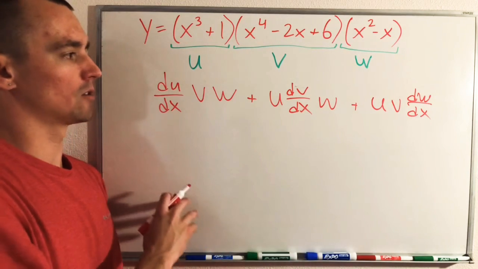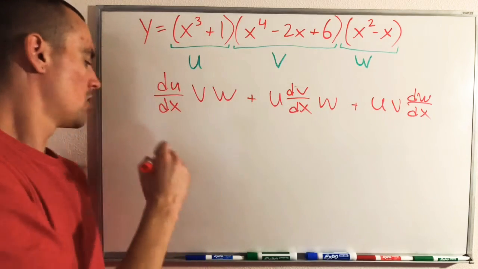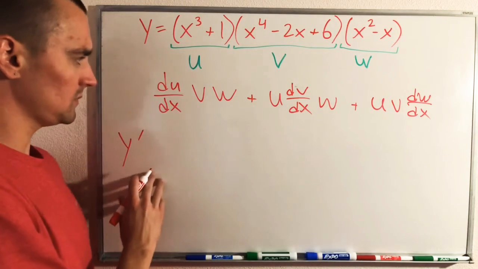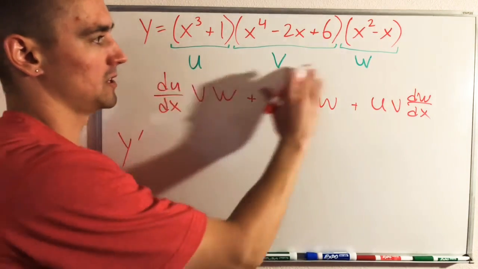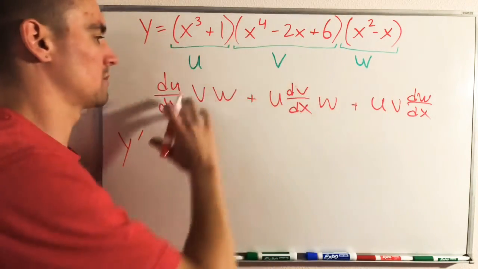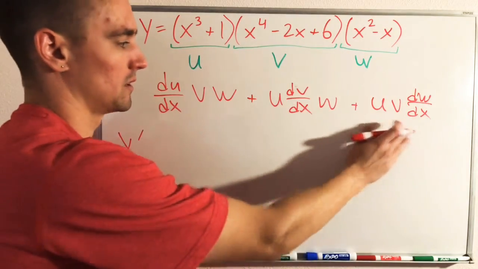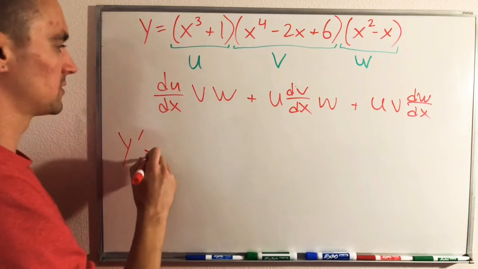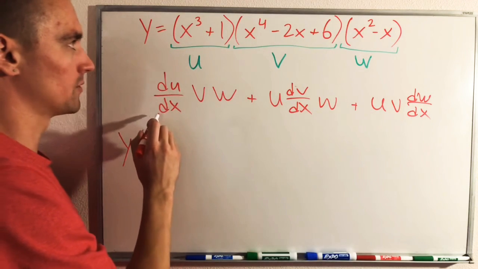Now this is our formula for the product rule of 3 functions being multiplied together. To figure out what this derivative would be, all we have to do is figure out the derivative of each of these 3 terms by themselves, and then plug those into this formula. So for this first piece here, we're going to have the derivative of u with respect to x.